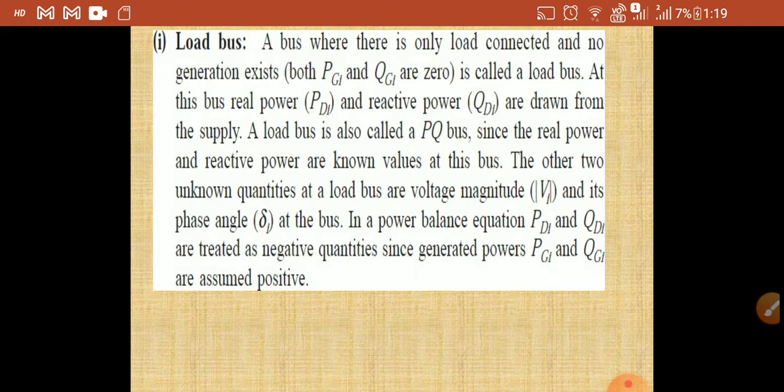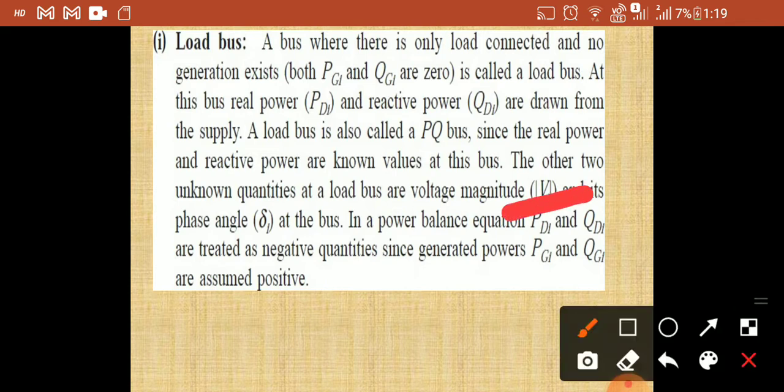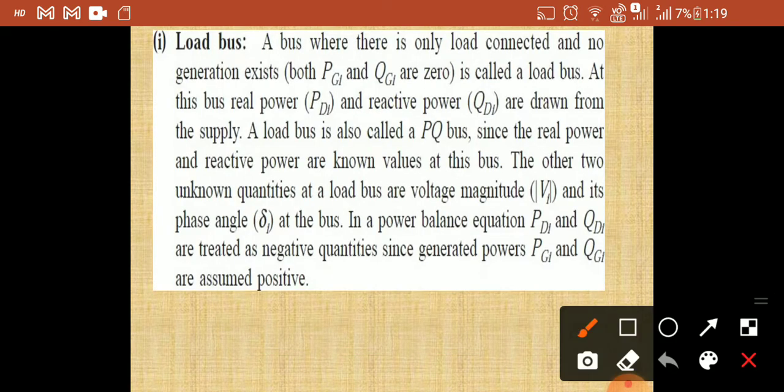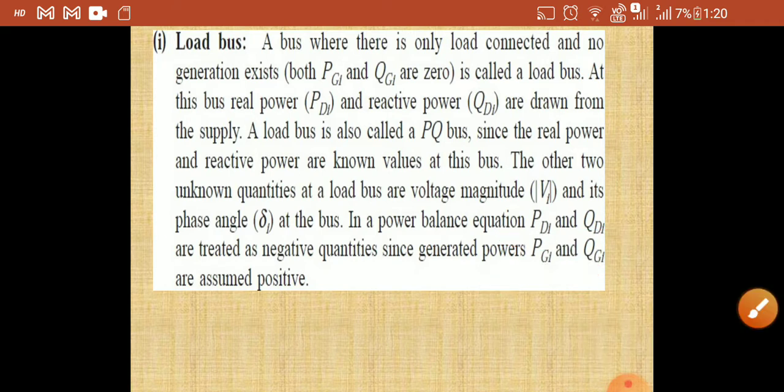At this bus, the real and reactive power demands are drawn from the supply. The load bus is otherwise called the PQ bus. The other two unknown quantities of the load bus are the voltage magnitude and its phase angle. Its magnitude is |V_i| and its phase angle is delta_i at the bus. Power balance equation: generations and power demands are assumed to be positive.